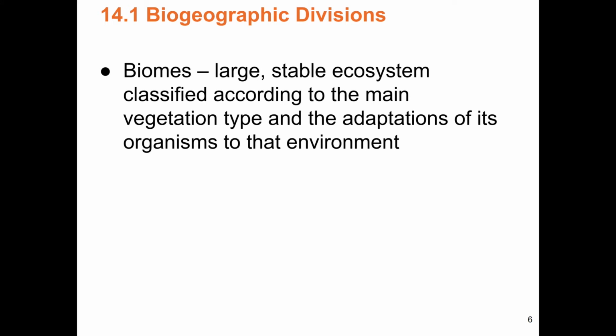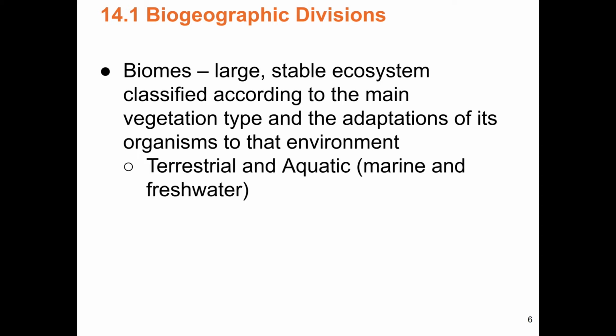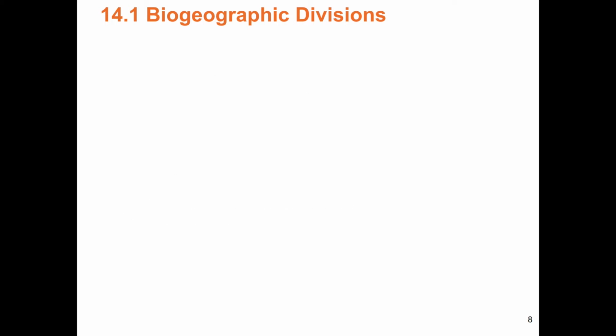So a biome is a large, stable ecosystem classified according to the main vegetation type and the adaptations of the organisms. So it's mainly vegetation types. Like, what's the descriptive term for what's going on there? Oh, forest? Cool. We're going to call that a biome. Desert? Cool. We're going to call that a biome. There's terrestrial biomes. Those are the ones that we're going to talk about. There's aquatic, both marine and freshwater. We're not going to talk about them. That's outside of the scope of this chapter. Defined by native species, yeah.